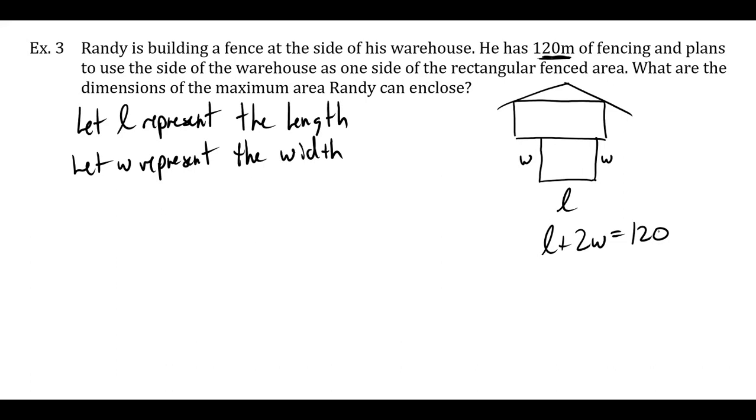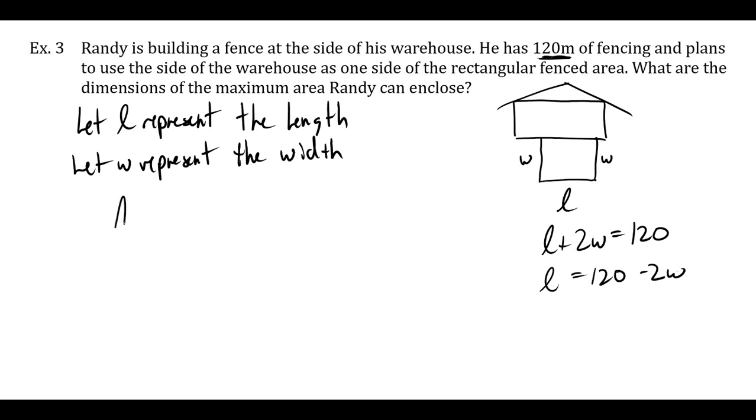You just know how many you have, because sometimes this is a common problem where I have three sides, but there are different kinds. And I end up with length equals 120 minus 2w, right? And that should be familiar. We know that. Now we're looking for maximum, so we're not solving this, but that should be familiar.